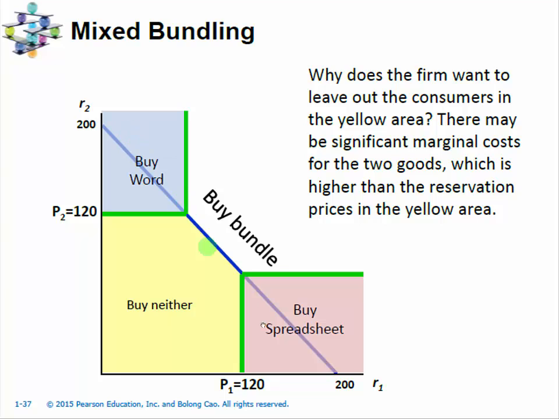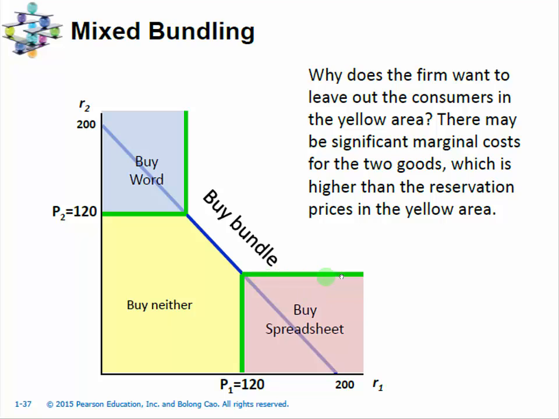Let's think about a numerical example, maybe here. Let's say on good 1, this customer has a $160 reservation price, and on good 2, this customer has a $60 reservation price. So the combined reservation price is $220. That is higher than the bundle. So when the consumer looks at this bundle price, $200, it's not that expensive. The combined reservation price is $220.